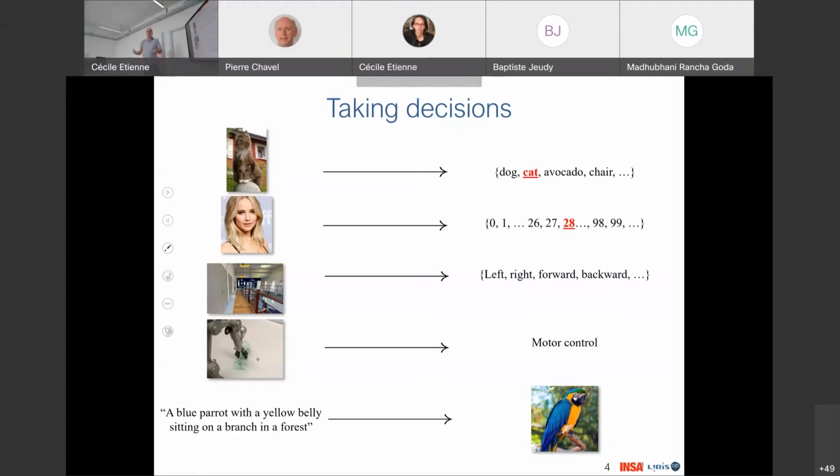We can also have fine-grained motor control. We would like to learn commands, a sequence of continuous motor controls, which help me learn how to take this glass and put it somewhere. So these are mathematical mappings which go from high dimensional spaces to decisions. We can even go the other way, where the output is a high dimensional space. We would like to produce this image from a semantic description: an image of a blue parrot with a yellow belly sitting on a branch in a forest, and learn how to produce this from data.